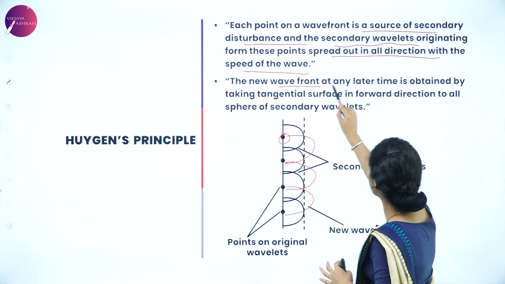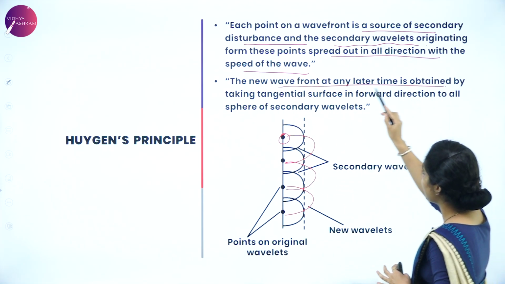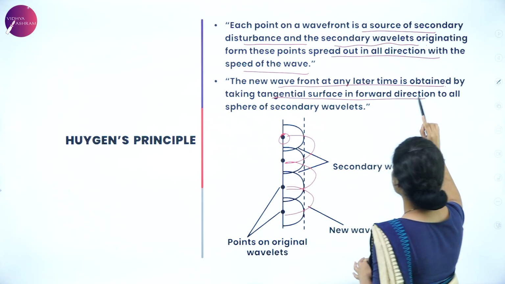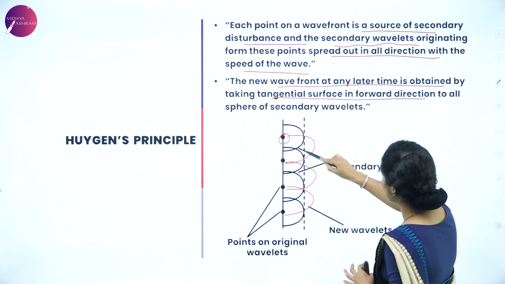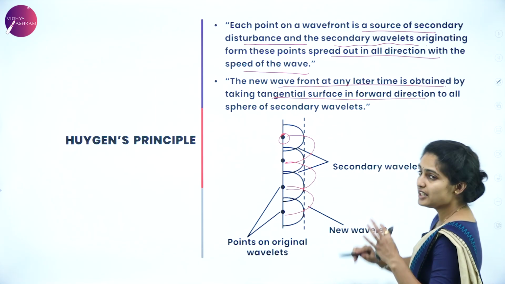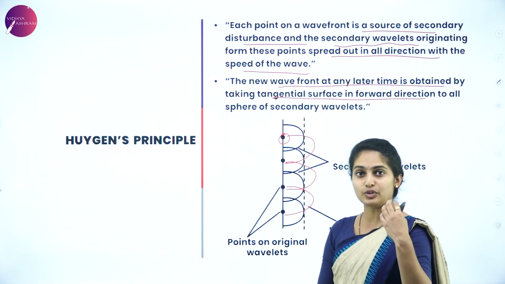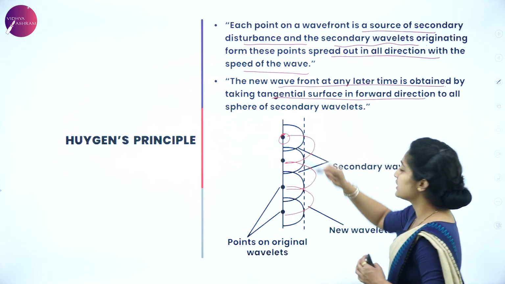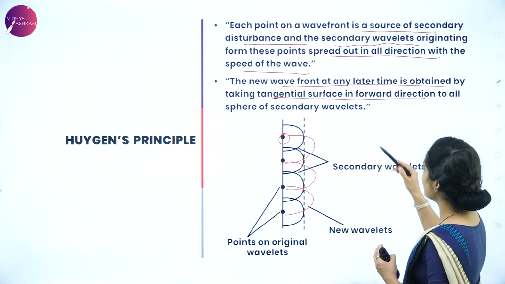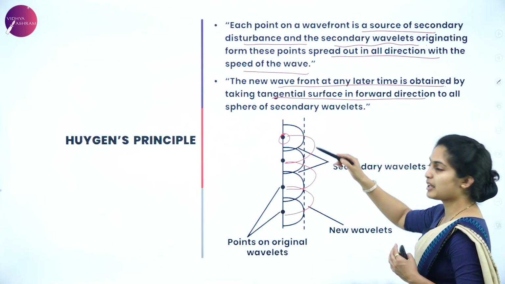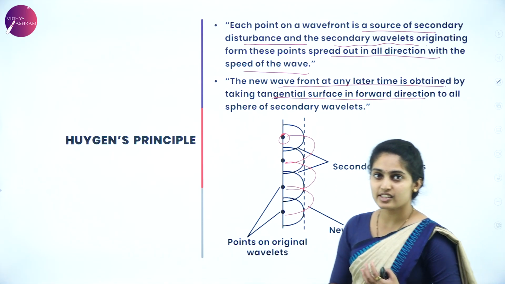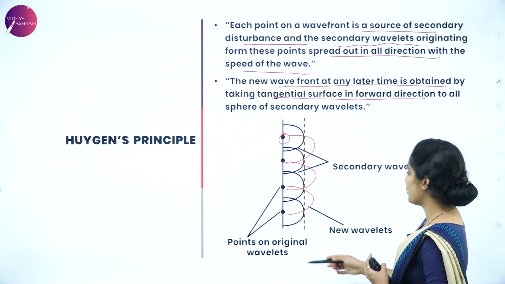So the new wavefront at any later time is obtained by taking the tangent to the surface, that is, if you take a tangential surface in the forward direction, it is the one which is useful for the origination of the secondary wavelet. So drawing a tangent to each of the primary wavelets gives the existence of the secondary wavelets. That's all about your principle.